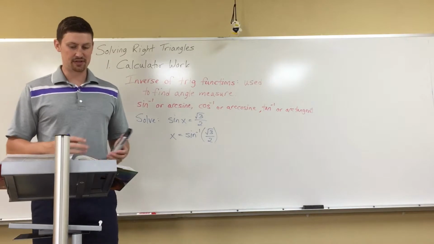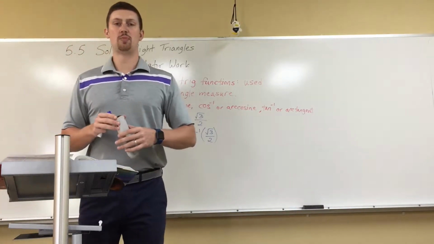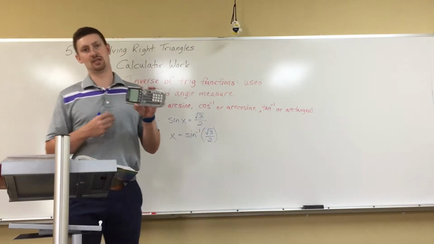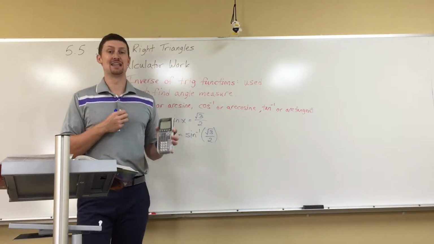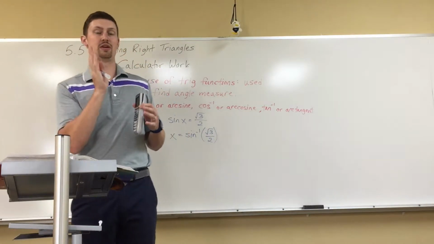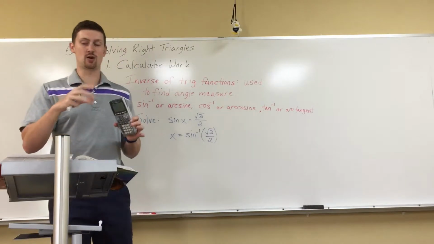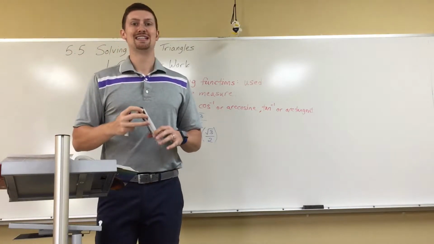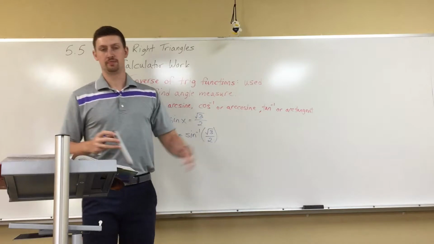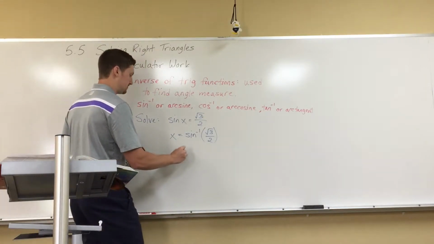Now again, our book has a couple different answers. It has 60, 120, any angle coterminal with that. For our purposes, we'll just really worry about what the calculator tells us. So it says 60 degrees. That's going to be in quadrant 1. 120 is going to be in quadrant 2. For now, we'll just worry about what this gives us. Most of the problems in our homework tell you that the angle is in quadrant 1. So this is going to be your answer. So x equals 60 degrees.